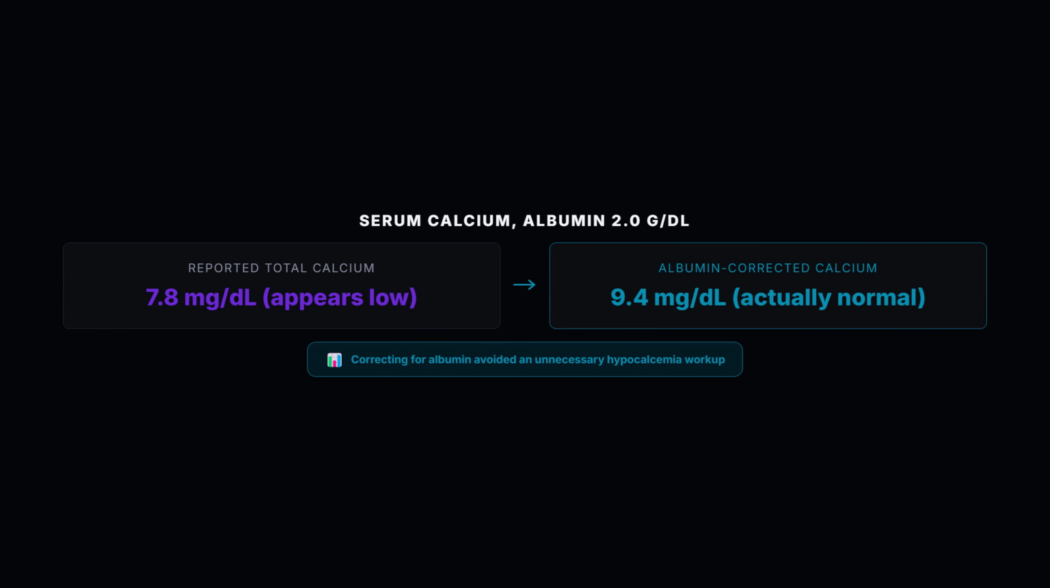Worked example: measured calcium 7.8 mg/dL, albumin 2.0 g/dL. Corrected calcium equals 7.8 plus 0.8 times 2. Exactly 9.4 mg/dL, comfortably within the normal 8.5 to 10.5 range once the low albumin is accounted for.